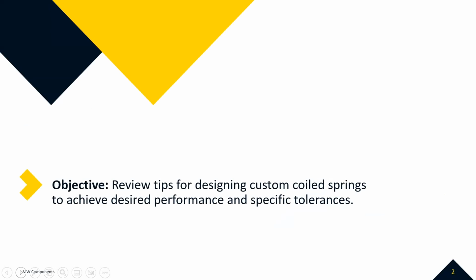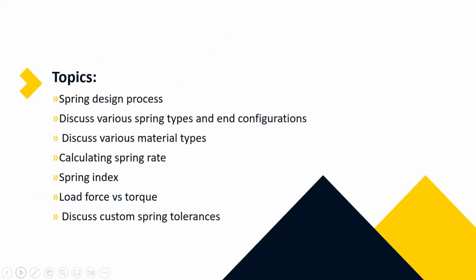The topics we're going to be covering are the spring design process. We're going to discuss various spring types and end configurations. We're going to discuss various material types. We're going to discuss how we calculate spring rates for various types of springs. We're going to discuss the spring index. We're also going to discuss load force versus torque and discuss custom spring tolerances.